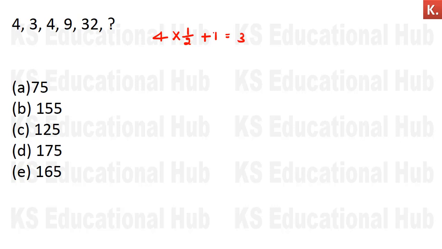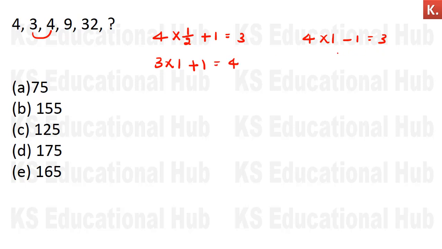This is one way, right? Or otherwise you can take it in this way also. So 4 into 1 is equal to 4, minus 1 is equal to 3, right? So how can 3 be made as 4? So 3 into 1 is equal to 3, plus 1 is equal to 4.